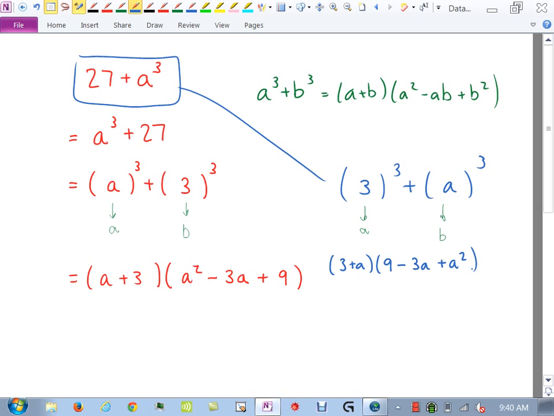I did hear you say that when you said the answer. You said 9 squared. Yeah, 9 squared would not be correct. It would have to be 3 squared or 9, preferably 9.